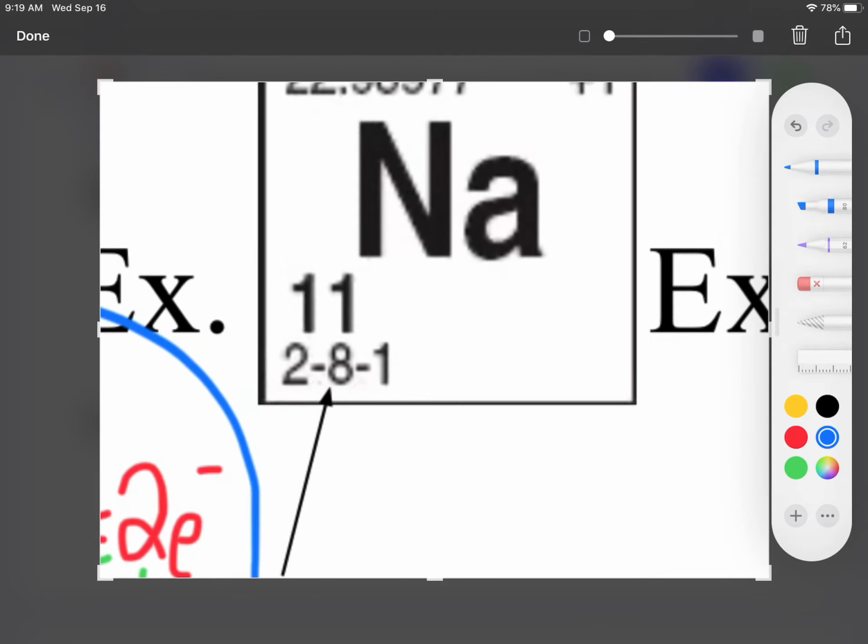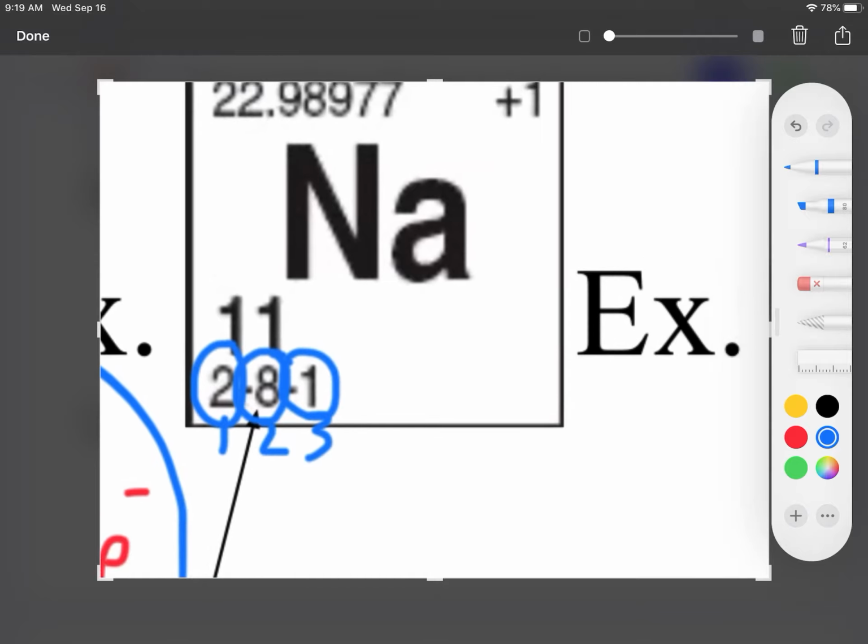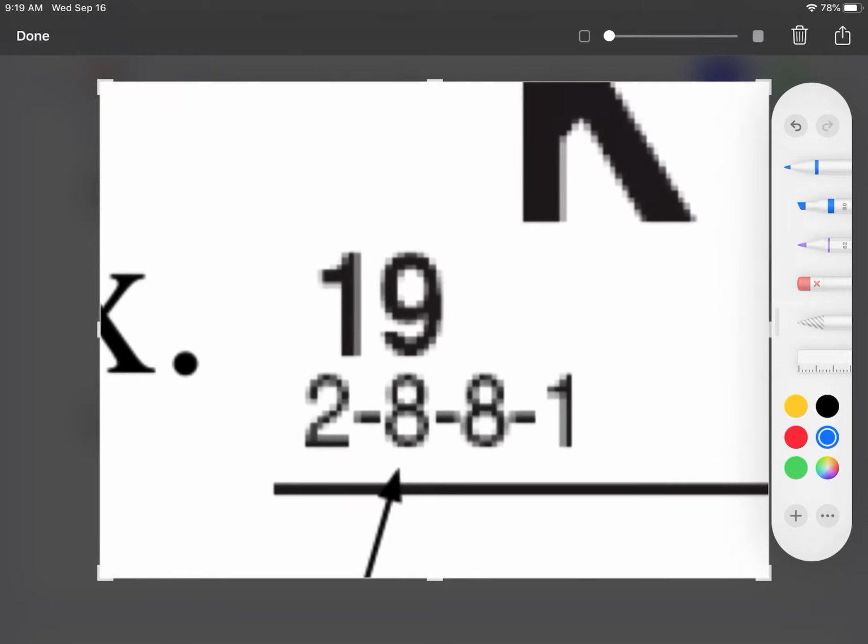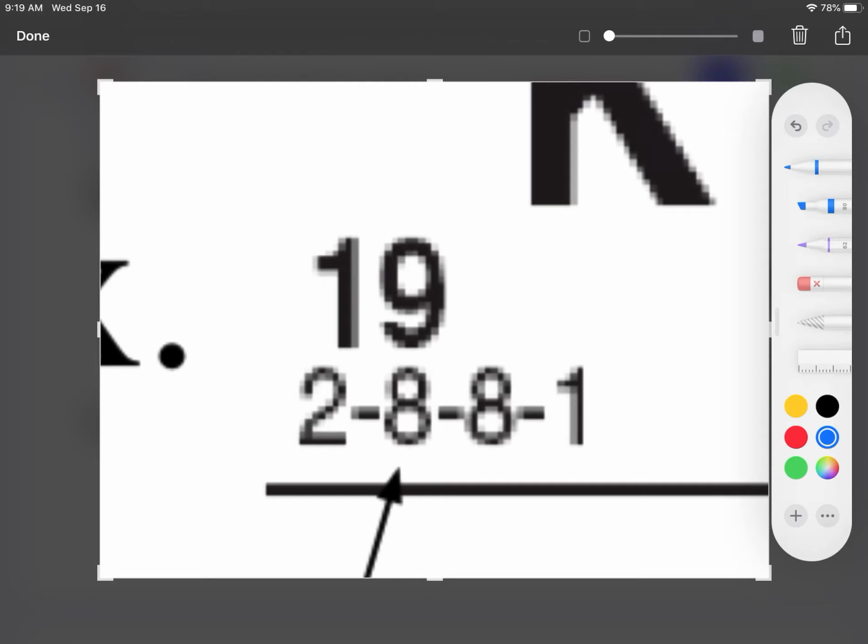Let's do the next one here, sodium. Sodium has how many levels or shells here? Well, it has 1, 2, 3 levels or shells. 2 electrons in the first, 8 electrons in the second, 1 electron in the third. This represents the ground state configuration. Again, why? Because I found this configuration on your periodic table. Okay? Let's look at potassium. Potassium has 1, 2, 3, 4 levels of shells.